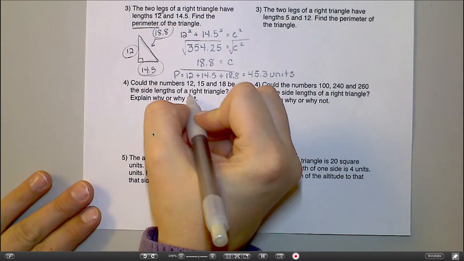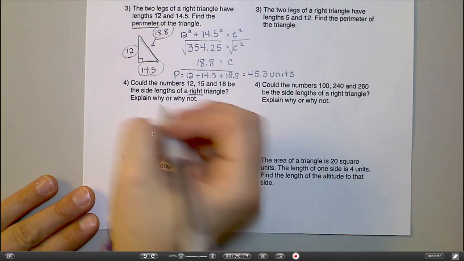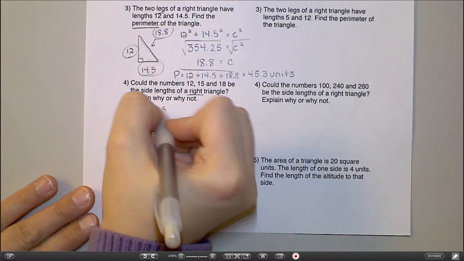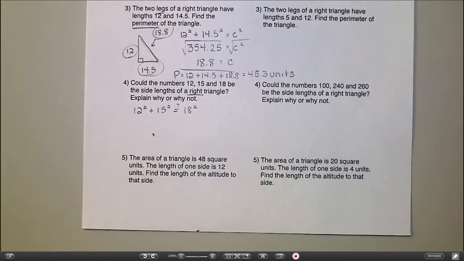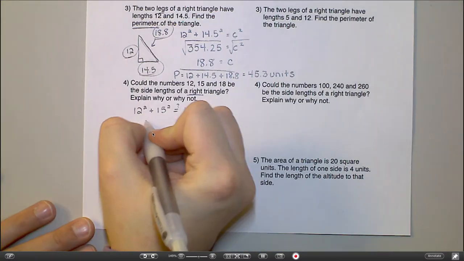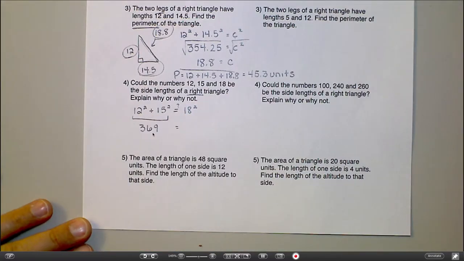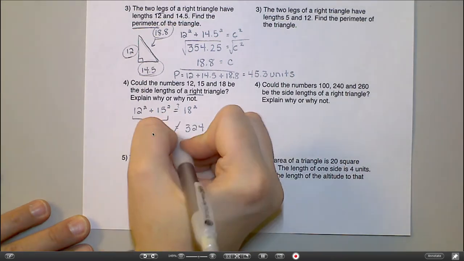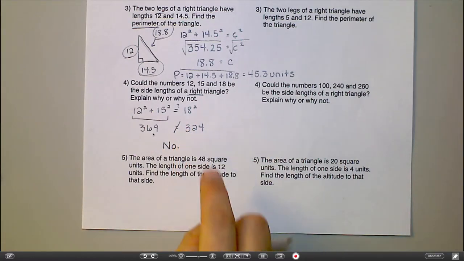I want to know, do they make a right triangle? Grace? You go 12 squared plus 15 squared. Yep. You want to plug it in like you were going to do Pythagorean Theorem. So you would say 12 squared plus 15 squared, and I want to know, does that equal 18 squared? Well, let's see. 12 squared plus 15 squared is 369. So this piece here is 369. 18 squared is 324. So are they equal to each other? No. So the answer would be no, and that up there is how you would explain, because they don't work in Pythagorean Theorem.